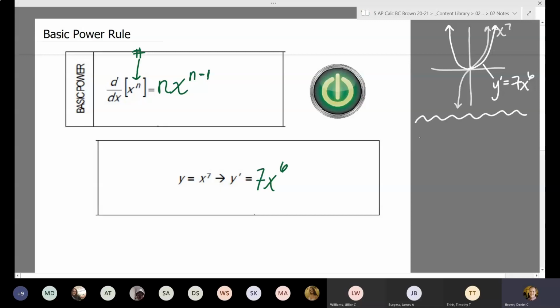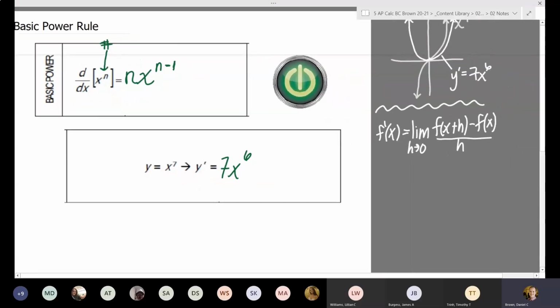And so you might remember we said that f prime of x is defined as the limit as h goes to 0 of f of x plus h minus f of x, all over h, and that is the traditional definition of the derivative.